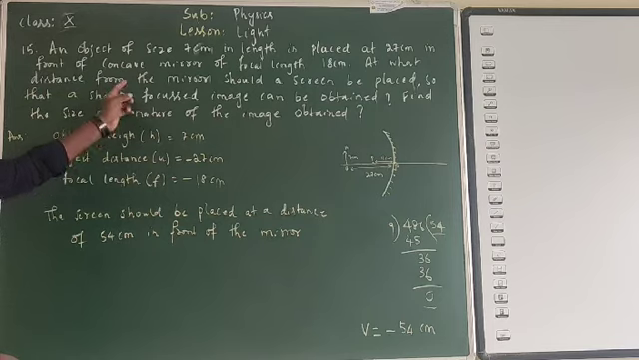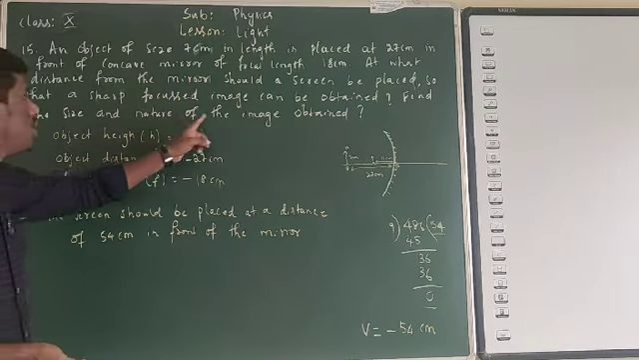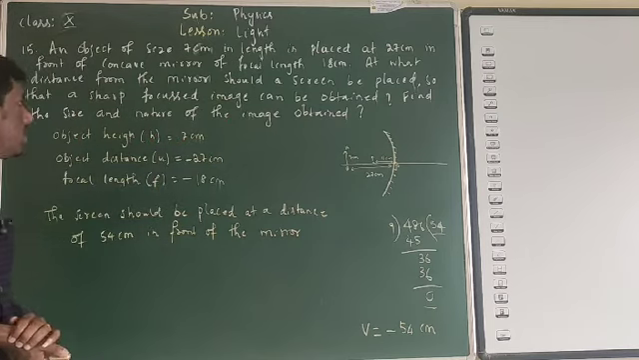Okay. So that is the first question: where should the screen be placed in order to get a sharp focused image? Now, second question: find the size and nature of the image obtained.